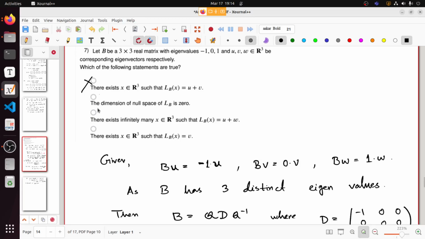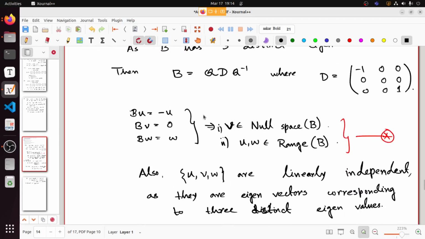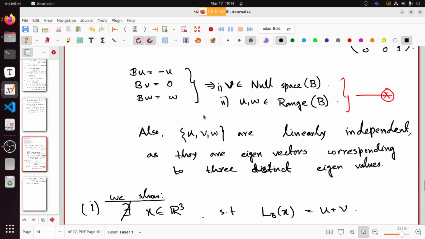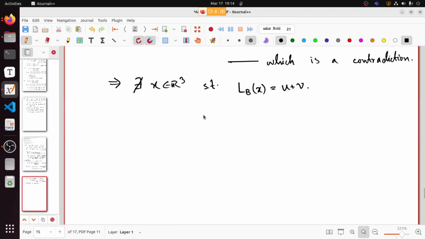So let's check option number 2. The dimension of the null space of LB is 0. We have checked that from star we can easily check B is in the null space. So option number 2, as from star, B is in the null space.